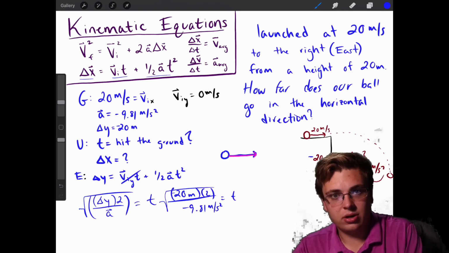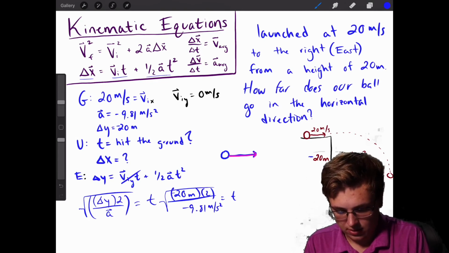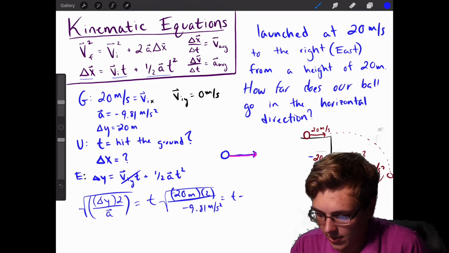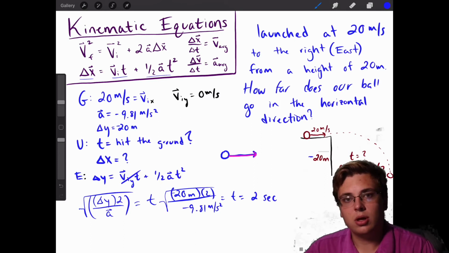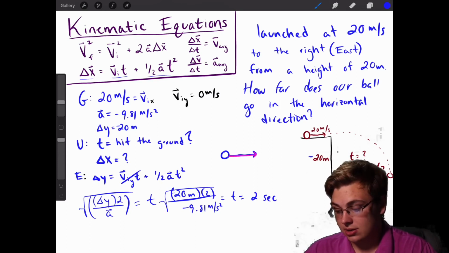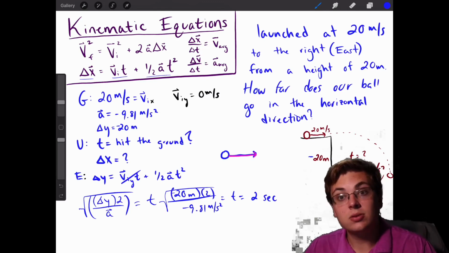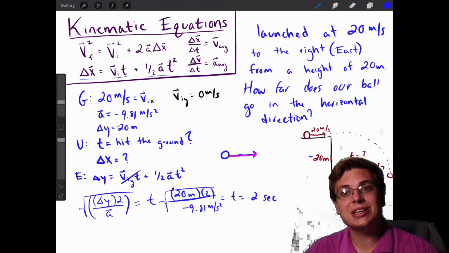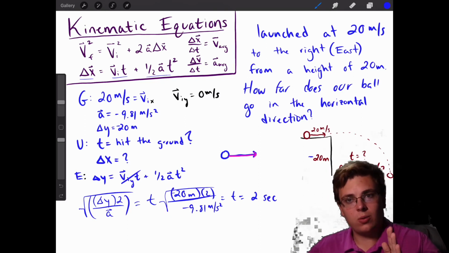If I plug that into our calculator real fast, what do I get? I see that it's 40 divided by 9.81, all square rooted. I get about 2 seconds. It's like 2.02, but that's okay. So 2 seconds for our time. So now we look at this and we have our time. And once we have our time, we can actually find out how far it went.